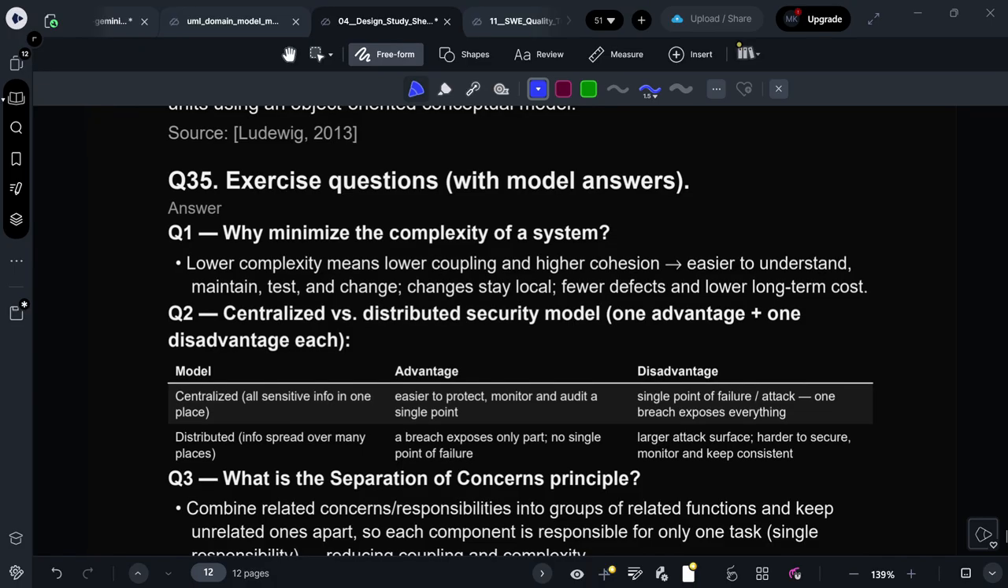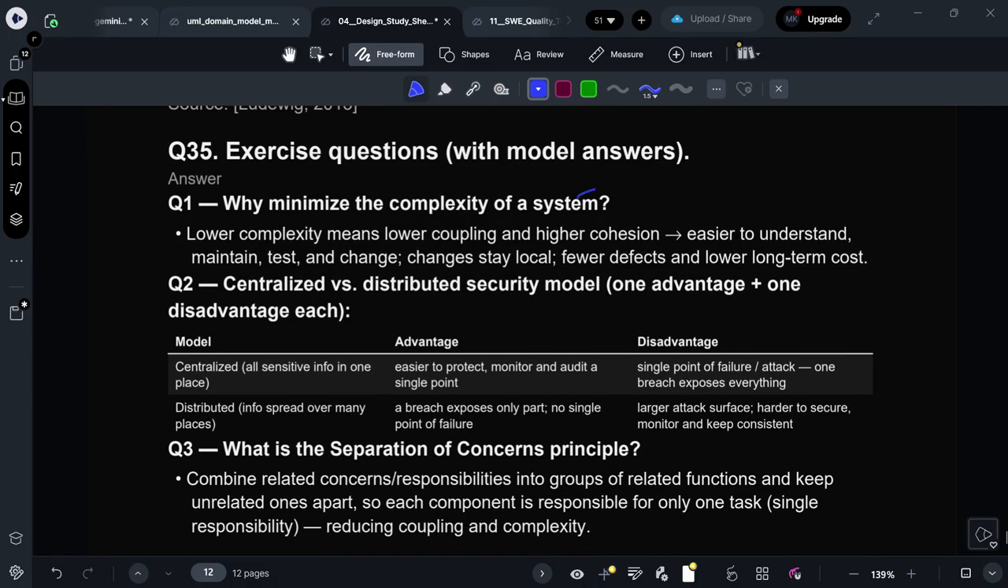Then we have exercise questions with model answers. Why minimize the complexity of a system? Lower complexity means lower coupling and high cohesion. It is easier to understand, maintain, test, and change. Changes stay local, there are fewer defects, and then we have lower long-term cost.